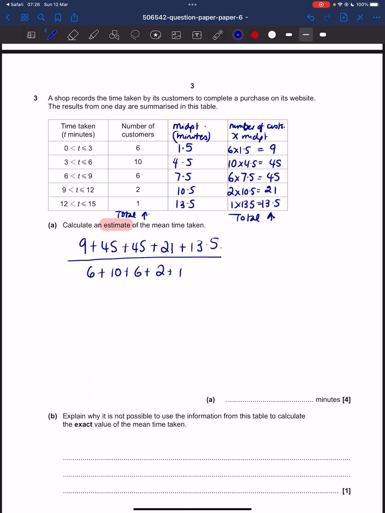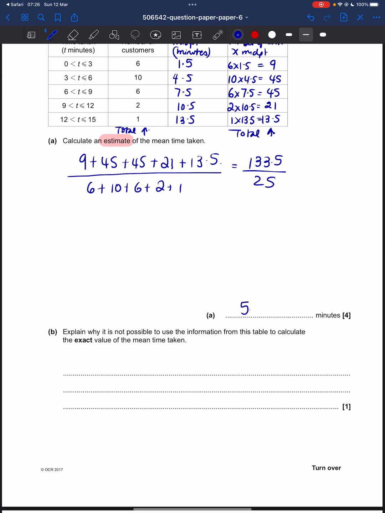So calculator, 9 plus 45 times 2 is 90, plus 21 plus 13.5, 133.5 divided by 6 plus 10 plus 6 plus 2 plus 1, which is 25. Just checking my totals here. Yes. So we do 133.5 divided by 25, 5.34 minutes. We don't need to turn it to seconds, so we'll just leave it like that.